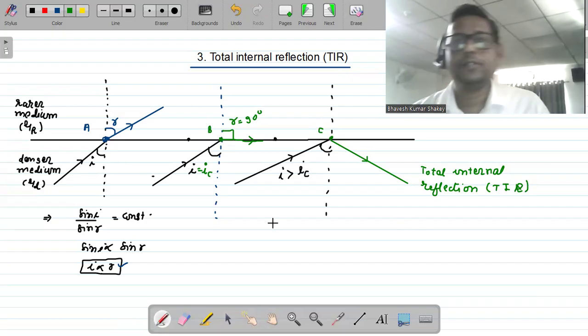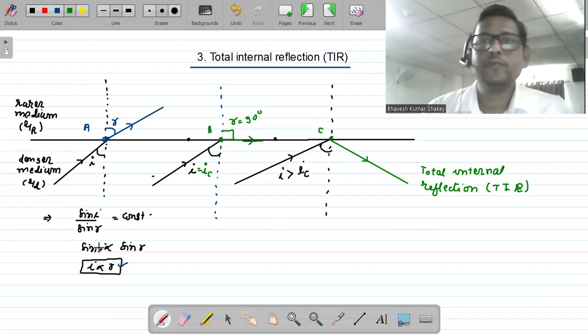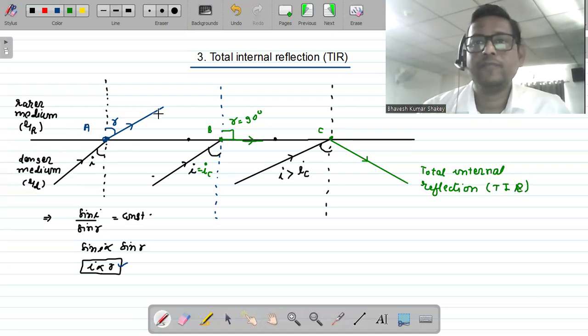Now again, let's see all these three diagrams. By Snell's law, we know that the ratio of sin I by sin R is constant. So I can say sin I is proportional to sin R. So if sin I is proportional to sin R, then I is also proportional to R. In this case, this is my angle of incidence and this is the angle of refraction. Now this light ray is going from denser medium to rarer medium, so it bends away from the normal.